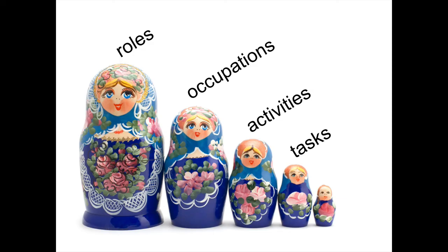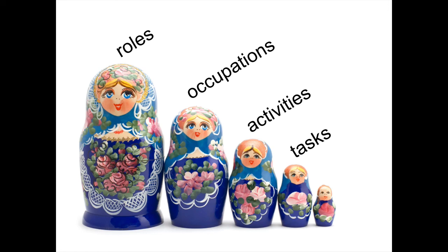I think it's useful to think about these things in terms of these Russian nesting dolls, babushka dolls, I think they're called, so that you start from the right-hand side, a number of tasks are required to complete an activity. A number of activities are required to complete an occupation, and a number of occupations are required to complete roles. And so I think that's a useful way of thinking about it.